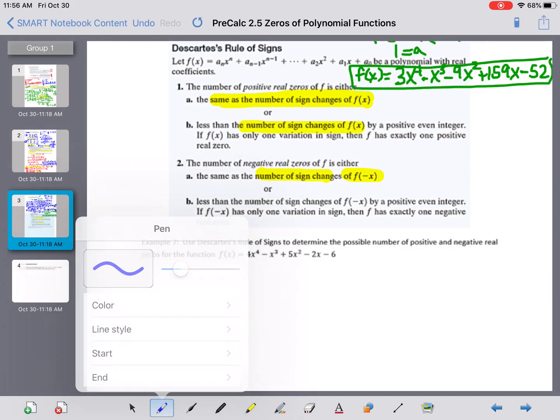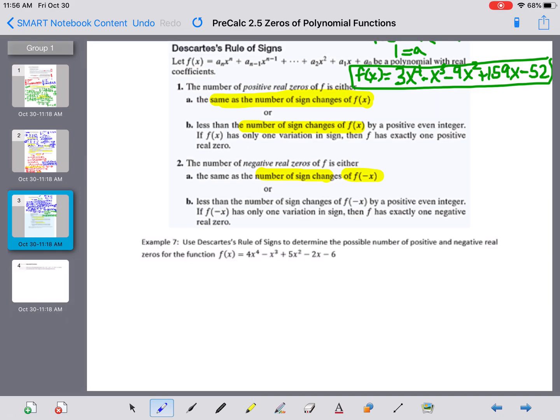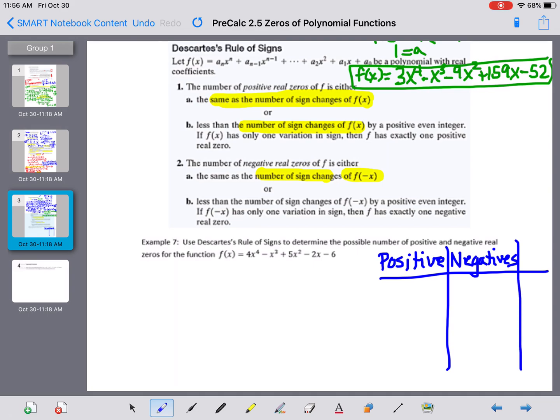All right, so let's check this one right now. I'm looking for positive roots or positive chances, negatives, and the other option, if we have them, are imaginary. I'm just going to put an I there for imaginary.